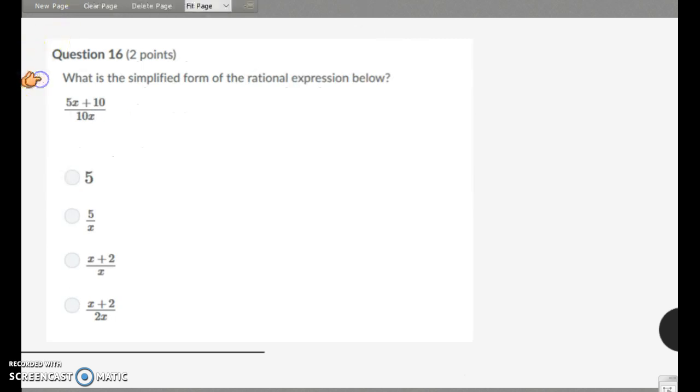Question number 16. What is the simplified form of the rational expression below? 5x plus 10 divided by 10x. Answer choices are 5, 5 divided by x, x plus 2 divided by x, plus 2 divided by 2x.